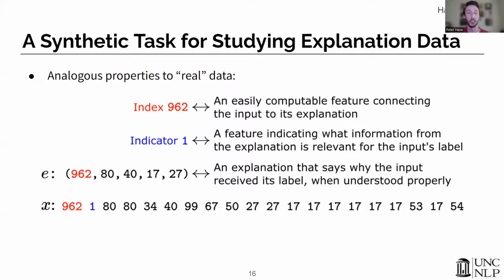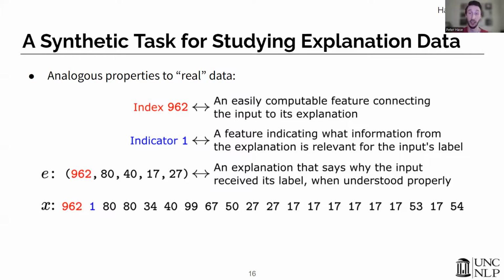Next, we argue that there are a few key similarities between our data and real explanation data. First, the index is an easily computable feature connecting the input to its explanation. Second, the indicator is a feature in the input, which tells you what information from the explanation is relevant for the input's label. The reason we have this feature is to require models to combine information from the input and an explanation in order to arrive at the right label.